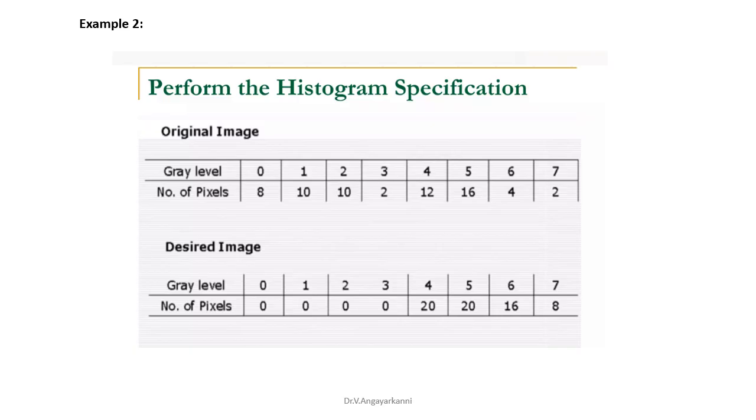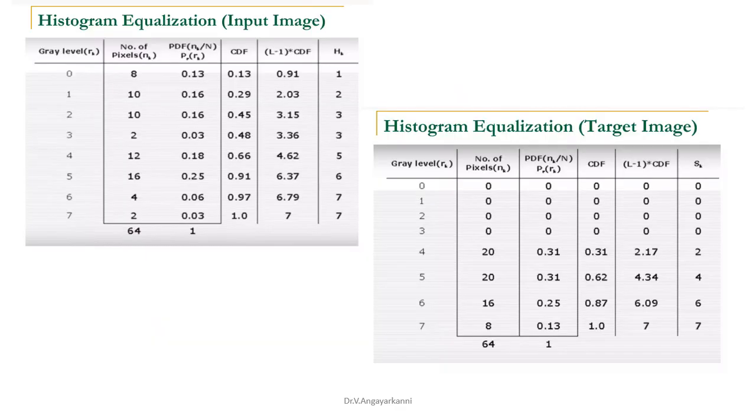Next example, we can see how to perform the histogram specification using the original image and the desired image. Unlike the earlier example, here the image pixel values are given for the desired image. In the earlier example we saw the probability given. Here we have to calculate it using the graph, they have given us a table. Here we have to calculate the histogram equalization for the input image and the target image.